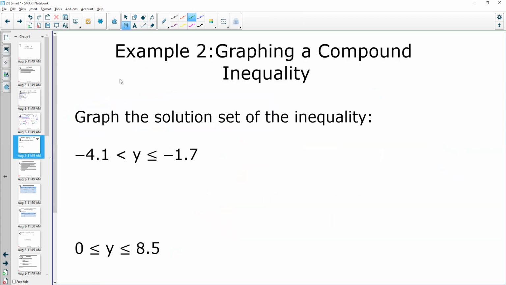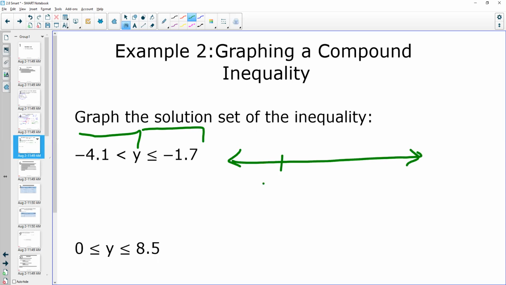We can also graph solution sets that have two sides. So what this one says is, I'm going to read this side first, y is greater than -4.1, and then less than or equal to -1.7. So I'm going to put those two numbers on my number line, -4.1, -1.7. Remember, -1.7 is bigger than -4.1. And I can see the y's are greater than -4.1, so they're over here, right? And they're less than -1.7, so they're in between these two numbers. That's where the answer is going to be. I'm going to shade that.